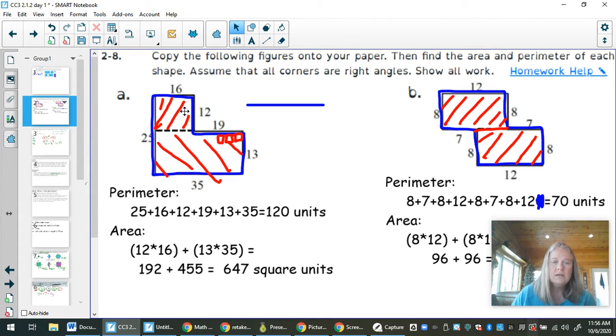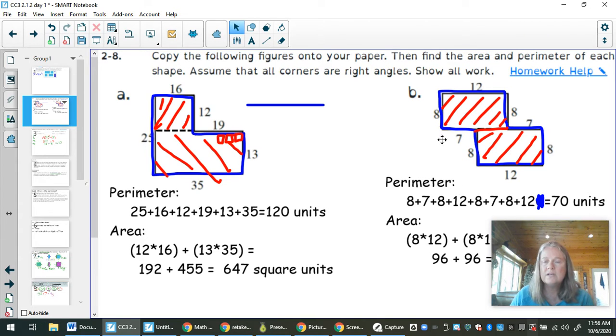For the next one, you had to come up with the area for each. So what I do is I break it up into shapes that I can find area of. And I know that I can find the area of a rectangle. So I put a line going across here to show that I was going to find the area of this rectangle, 12 times 16, which is 192. And then 13 times 35 gives me the area of this piece, which is 455. Add them together, you get 647 square units.